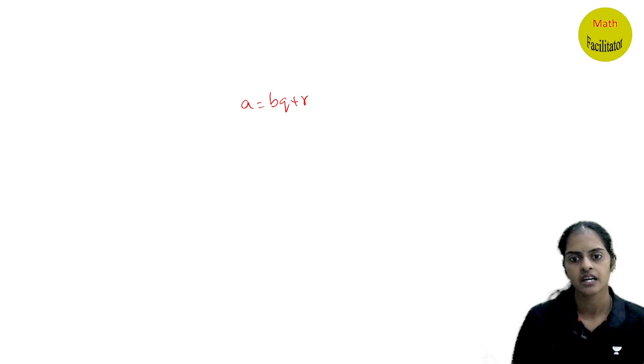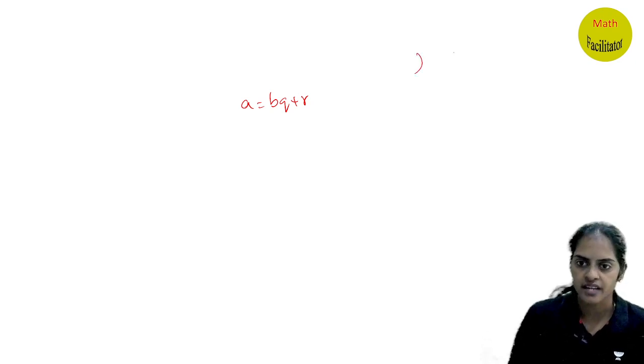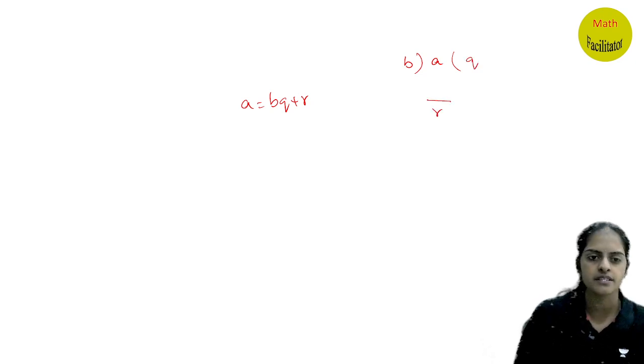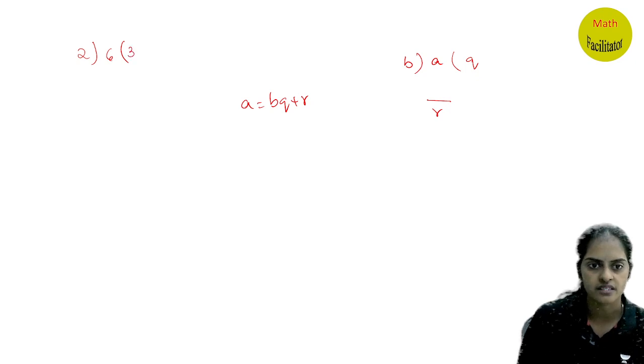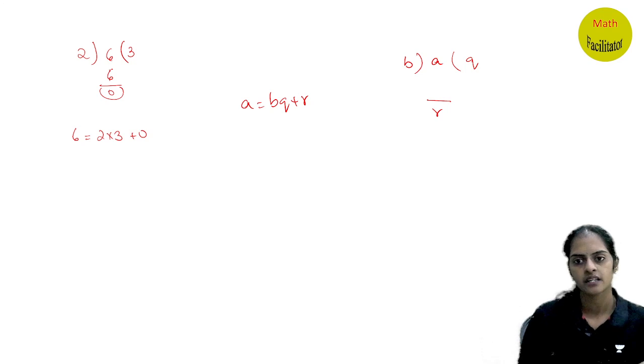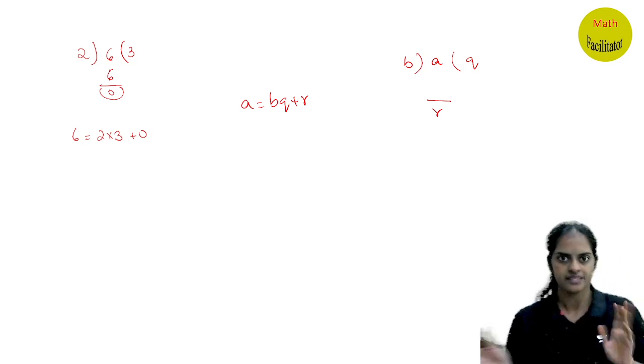We are going to solve the problems on Euclid's division lemma. We know Euclid's division lemma is nothing but a = bq + r. What does it mean? Suppose I have a dividend a and a divisor b. If I divide, I get a quotient q and a remainder r. In simple words, if I divide 6 by 2, 2 threes are 6 and the remainder is 0. So I can write 6 = 2 × 3 + 0. Is this clear?